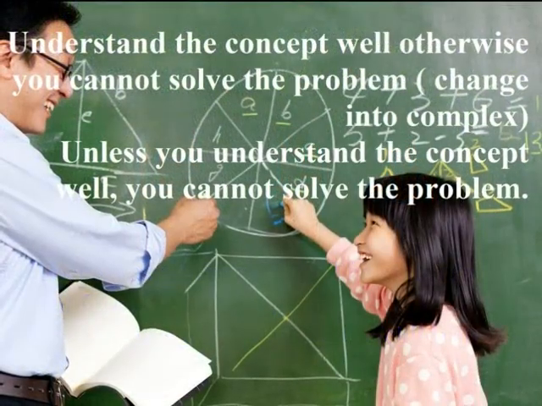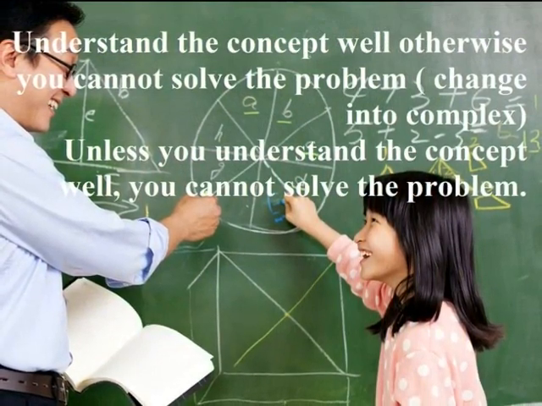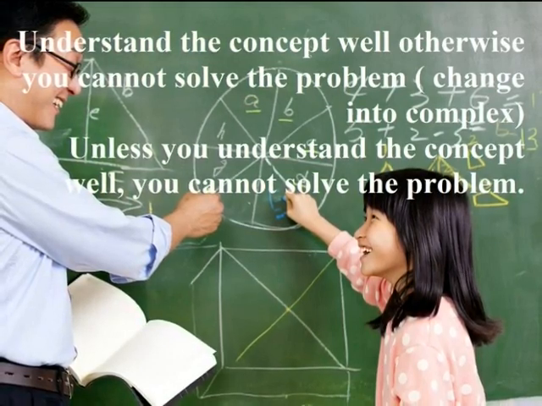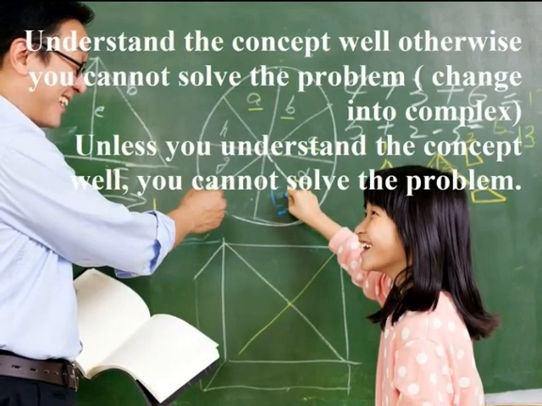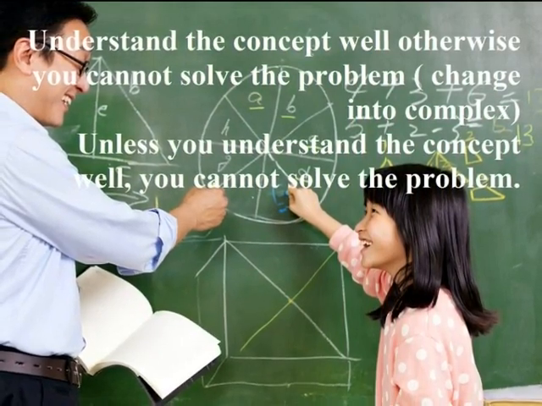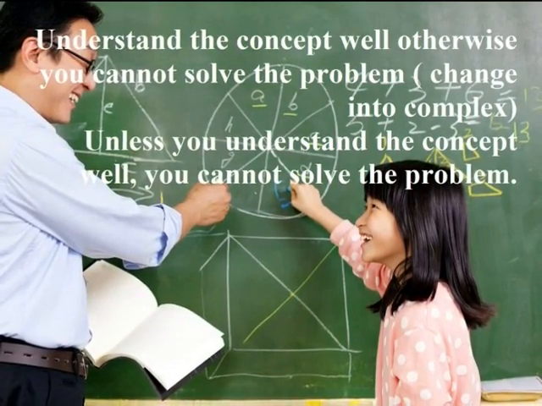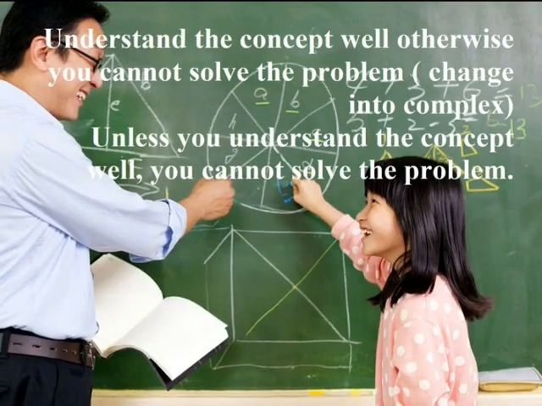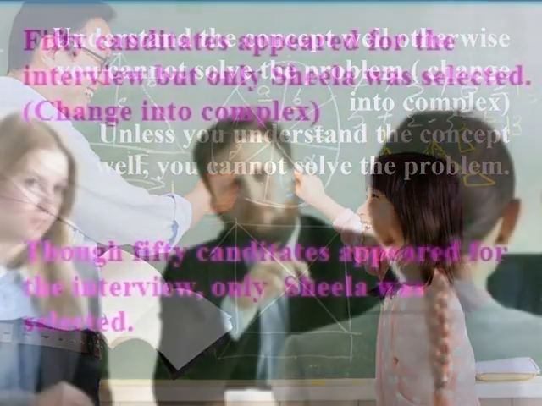Understand the concept well, otherwise you cannot solve the problem. Change into complex. In this sentence, otherwise is the coordinating conjunction. Remove it and add a suitable subordinating conjunction at the beginning of the sentence. Unless is the subordinating conjunction. Unless you understand the concept well, you cannot solve the problem.